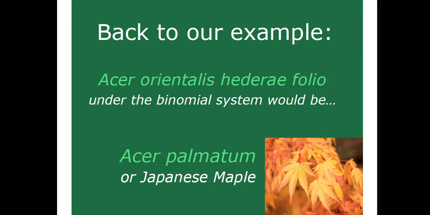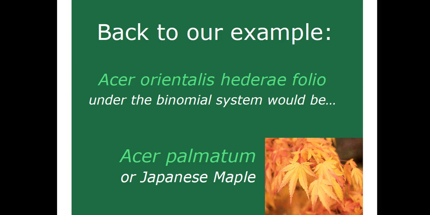So let's go back to the Acer orientalis hederafolio. If we transcribe this to the binomial system created by Linnaeus, then it becomes what we know today as the Japanese maple, Acer palmatum. And as you can see in the picture below, you might be able to tell a little bit why it is described as that.